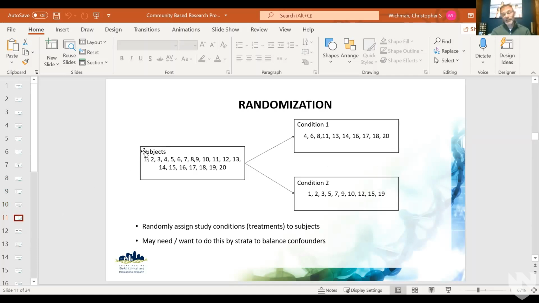And then randomization, I think everybody's pretty familiar with this. My example is very benign here. I've got 20 subjects, just 1 through 20, and I randomly assign them to conditions. This is a completely simple random design, just shotgun them out there, so to speak. Ten ended up in condition 1, 10 ended up in condition 2. One of the things we may run into here is that simple randomization may not be enough.